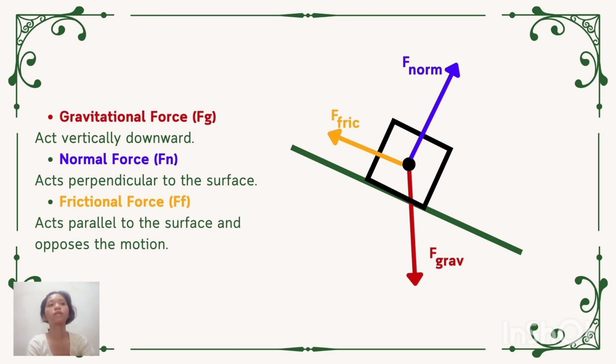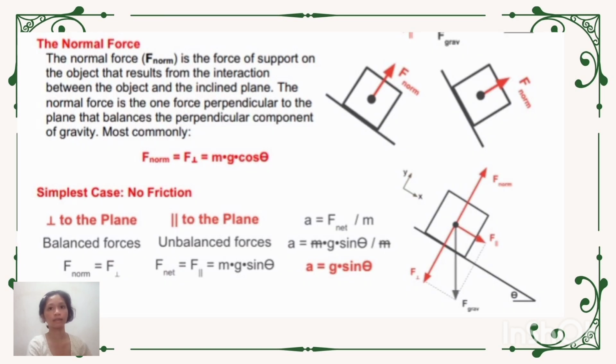So now let's talk about the normal force on an inclined plane. The normal force is represented by F sub norm. It is the force exerted by the inclined plane to support the object. It always acts perpendicular, or 90 degrees, to the surface of the plane. It acts like a support so the object does not go through the surface. So in an inclined plane, gravity can be separated into two components: F parallel and F perpendicular.